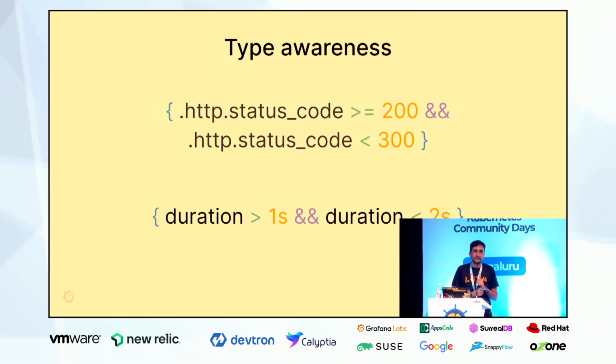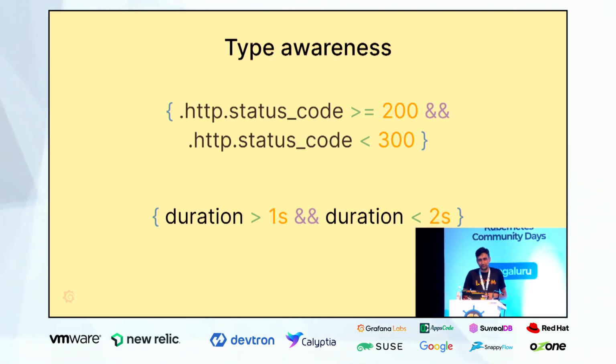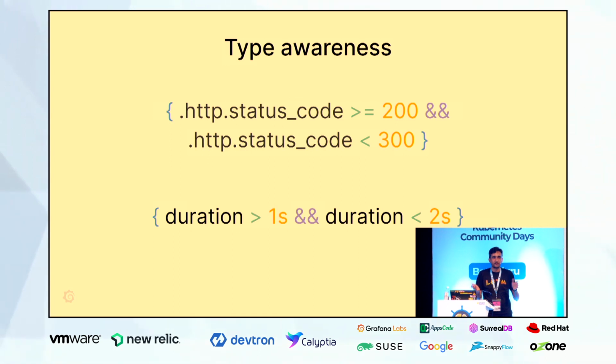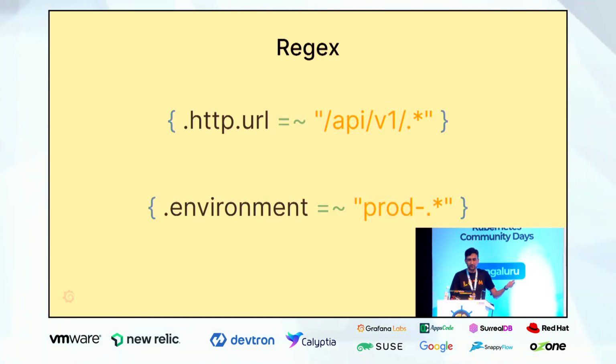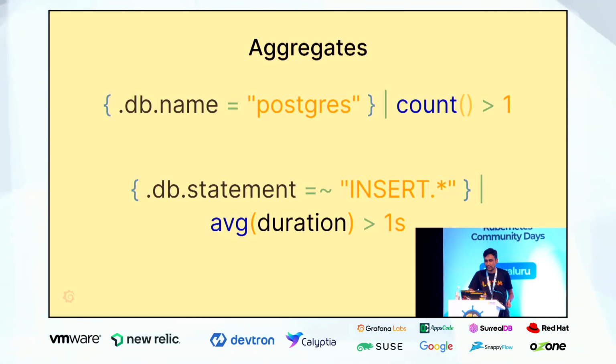Another thing that TraceQL has that we wouldn't have been able to do with any other query language is type awareness, right? It knows the status code is an integer, so you can do greater than, less than, equal to on status code attributes. Again, it is aware of duration, so you can say 10 seconds, 100 milliseconds, 1 second, and you can again do greater than, less than operations, because it understands that duration is time, and I can do time comparison. Regular expressions, again, you can do easily with it.